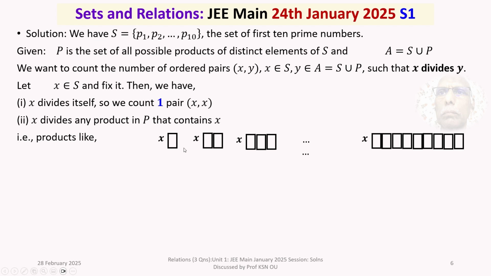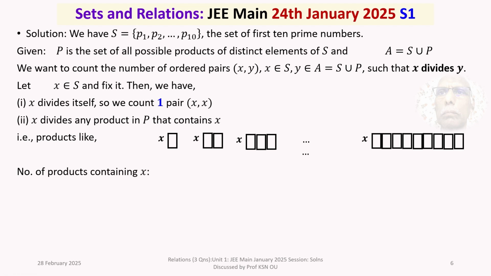Now come to the first case. Product of 2 elements, one of them is x. Then you have to fill up this blank in how many ways? Out of the 10 elements, having selected x, we have the remaining 9 elements, because these are the products of distinct elements, therefore repetition is not allowed. Therefore, to fill up this place, because x belongs to S, we are left with 9 elements. In how many ways you can fill up this one? 9C1.